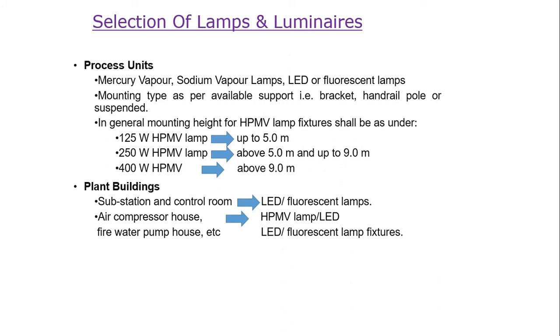Now if we have to see for a process unit, nowadays every light fixture is lit up through LED light fixtures instead of mercury vapor, sodium vapor or fluorescent lamps. So the mounting type can be considered based on the actual site installation conditions. It can be bracket type, handrail, pole mounted or suspended.